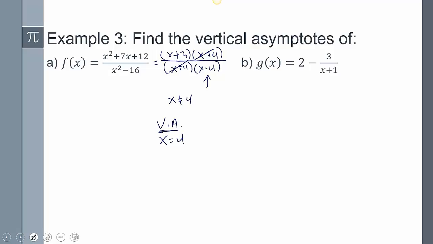For this one here, even though my graph will change when I combine these two together, we still only need to technically look at what's in the denominator.